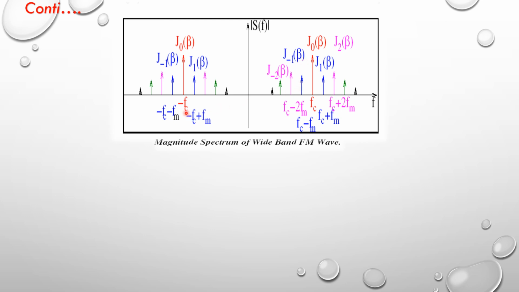Similarly, with respect to the negative carrier frequency minus Fc, the first lower sideband is minus Fc plus Fm, and the next one is minus Fc plus 2 Fm. The first upper sideband is minus Fc minus Fm, and the next one is minus Fc minus 2 Fm. The amplitude levels are J naught of beta, J1 of beta, J2 of beta, J3 of beta, and J4 of beta, and similarly J minus 1 of beta, J minus 2 of beta, J minus 3 of beta.